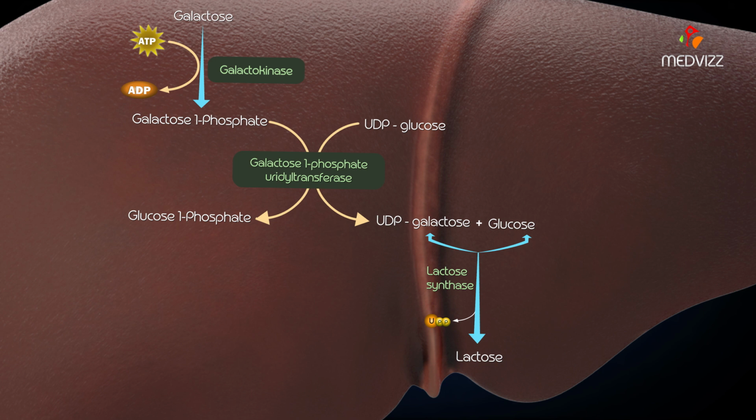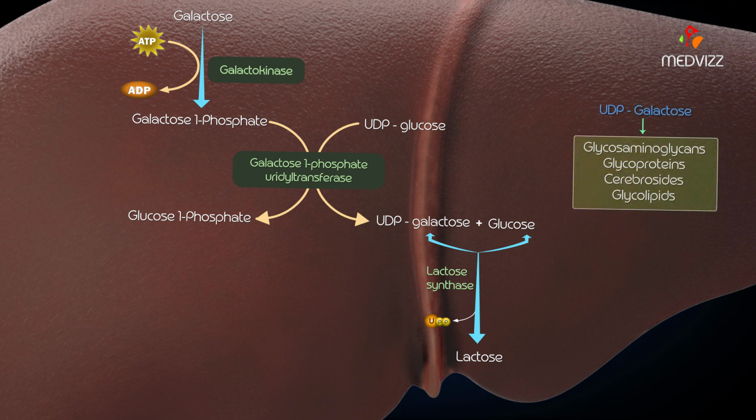UDP-galactose on condensation with glucose gives lactose with the liberation of free UDP in the presence of an enzyme lactose synthetase. UDP-galactose also forms an active donor for many other compounds like glycosaminoglycans, glycoproteins, cerebrosides, and also for the glycolipids. The remaining UDP-galactose is converted into UDP-glucose by an enzyme called UDP-hexose 4-epimerase. This converted UDP-glucose is used for the synthesis of glycogen.